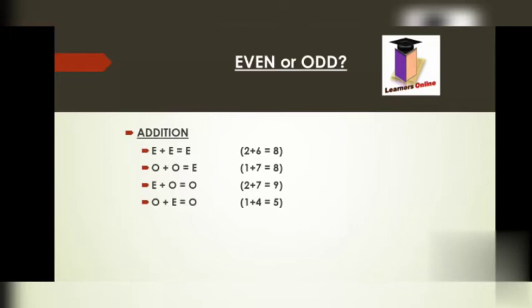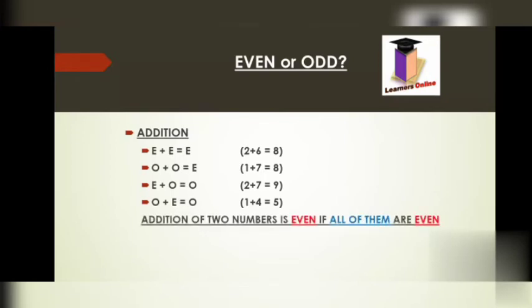Now 8 is even, 9 is odd, 5 is odd. So two odd numbers sum up to give even, two even numbers sum up to give even. But even and odd numbers sum up to give odd numbers. So we have the rule that the addition of two numbers is even if both numbers are even, and similarly if both numbers are odd, the answer is also even.